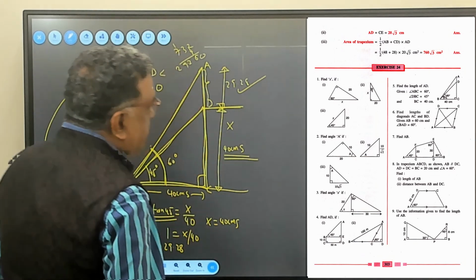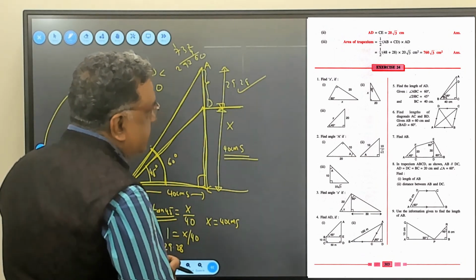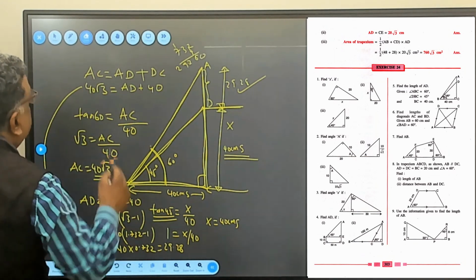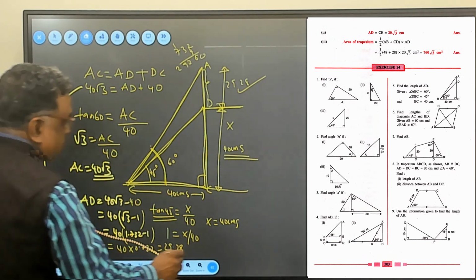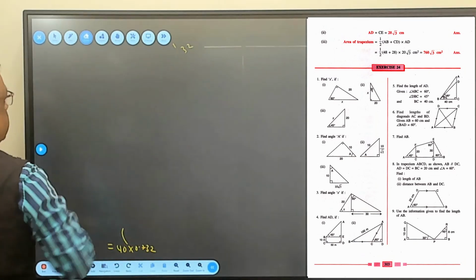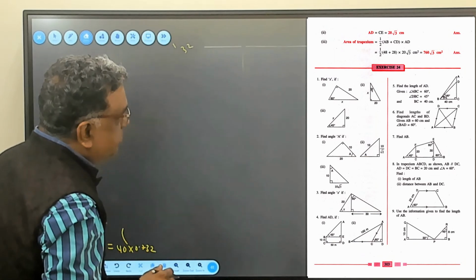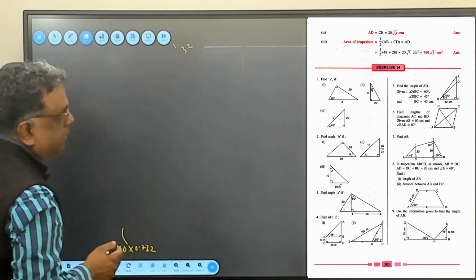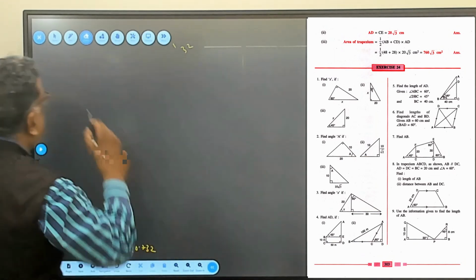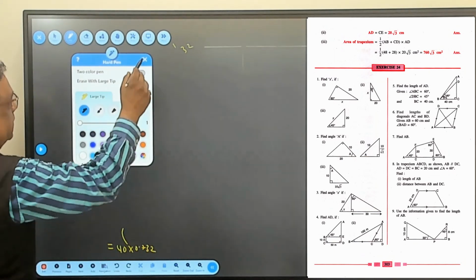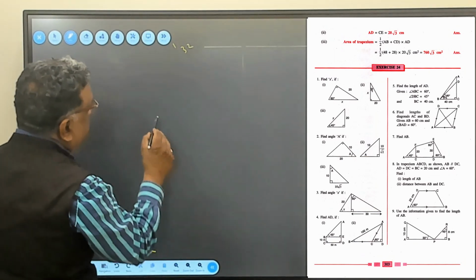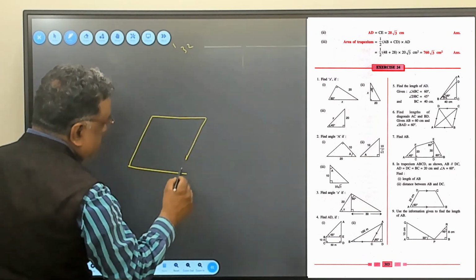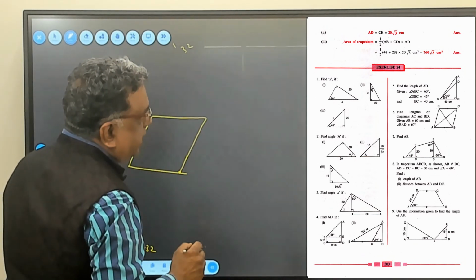Now I have been given, find the lengths of the diagonals AC and BD, sixth sum. Interesting sum. So all you require in the sum is you should know the properties of, I think it's a rhombus. So let us say, so what is given to us? I'm being given a rhombus. Okay. A, B, C, D.